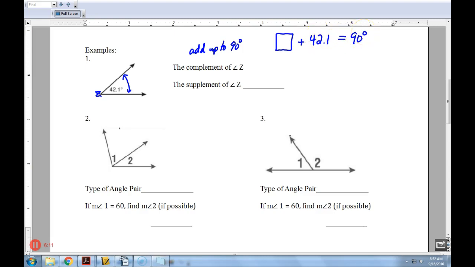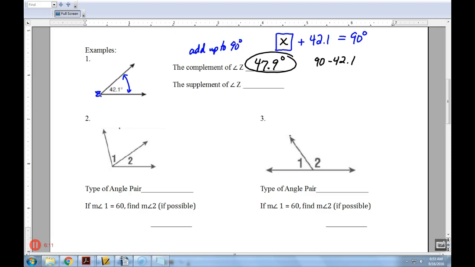All right, if we wanted to get really formal, we could use algebra and say x plus 42.1 equals 90. But you probably just know that you could use your calculator and do 90 minus 42.1. Subtract that out, that's what, 47.9. So the other angle would have to be 47.9 degrees in order to add up to 90.